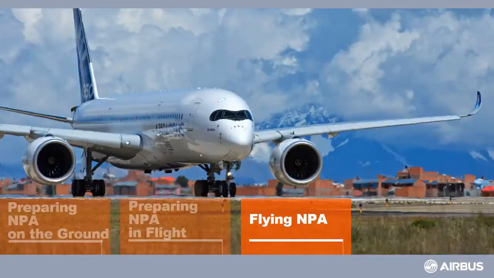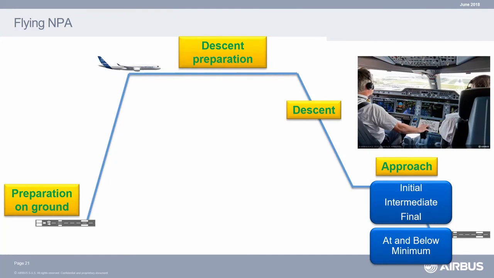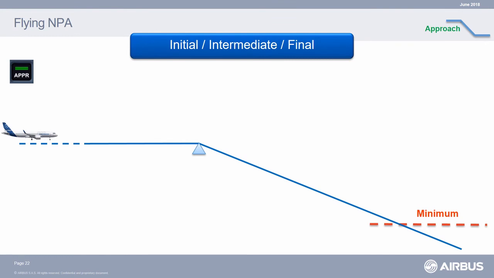So we have reviewed the steps to prepare the approach on ground and in flight. Let's now focus on the procedure to fly the approach. We will go through the initial, intermediate, and final segment, with a focus on the actions at and below minimum. We will consider the use of full managed guidance mode, final APP or FLOC F-glide slope, as they are the recommended guidance modes. You will arm the approach mode when cleared for approach.